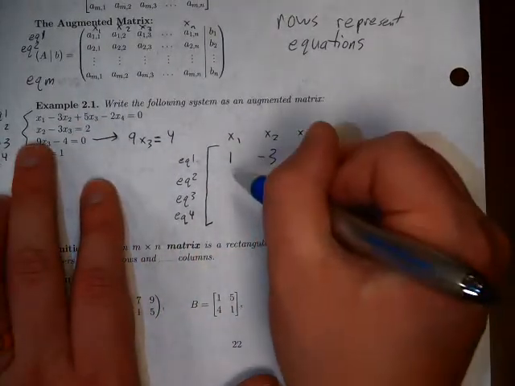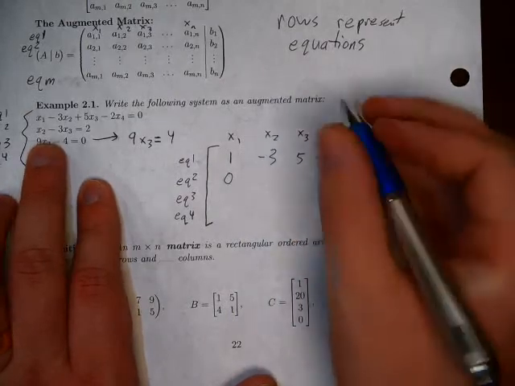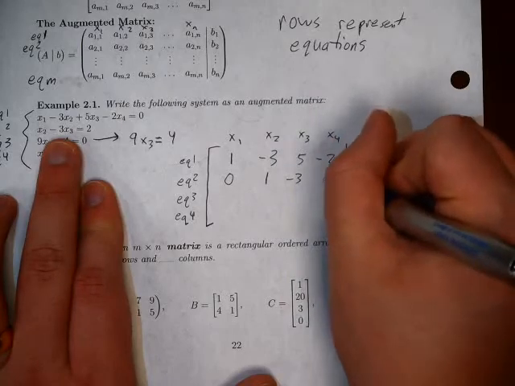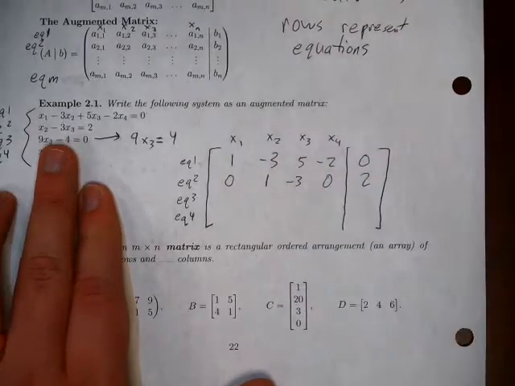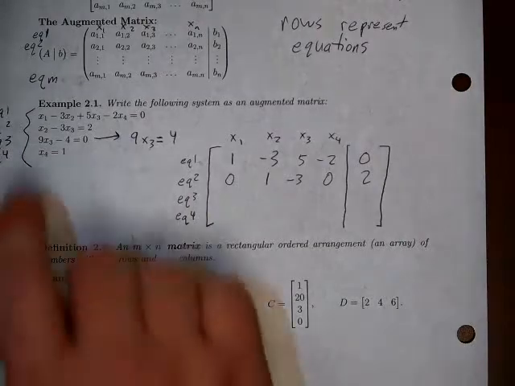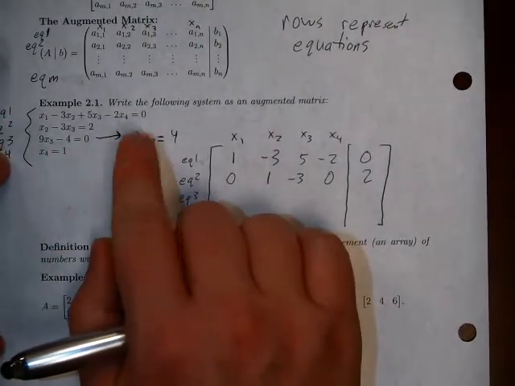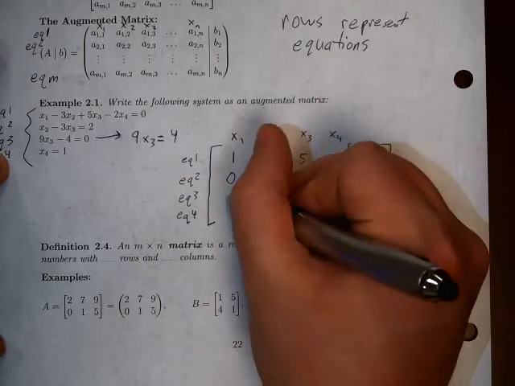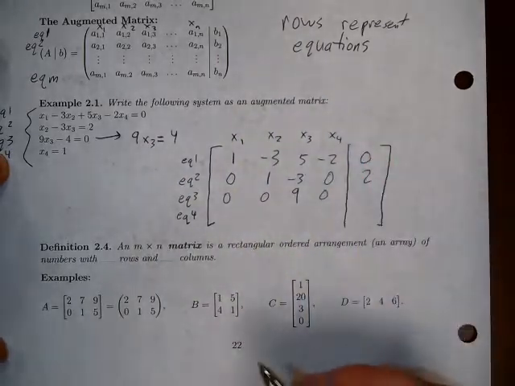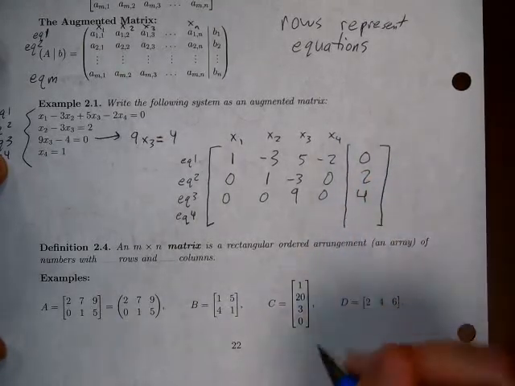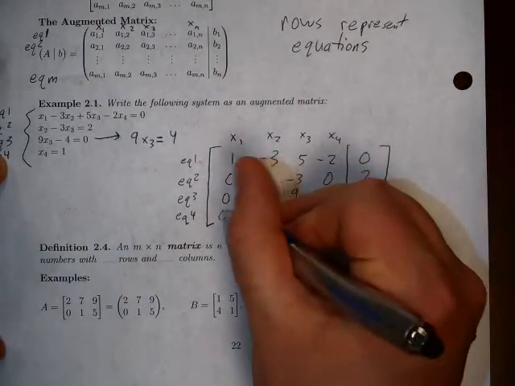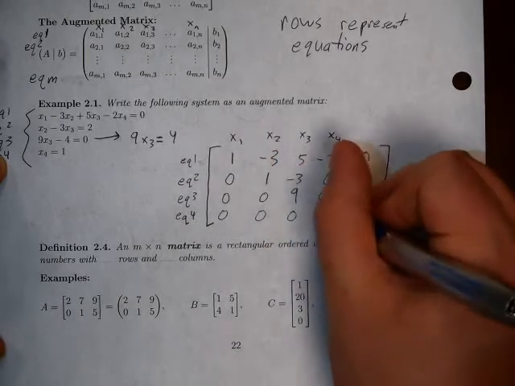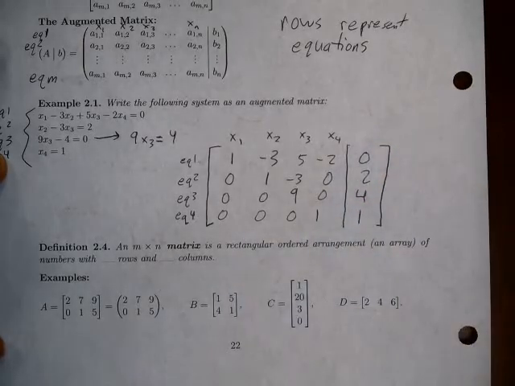Now our second equation doesn't have any x1, so we put a 0, plus 1x2 minus 3x3 plus 0x4 equals 2. Our third equation, now that we've rewritten it, only has the 9x3. So in the x3 column we should write a 9, and all of the other coefficients in that row are 0. And that equals 4. And then our last row, we have 0x1, 0x2, 0x3, 1x4 equals 1.